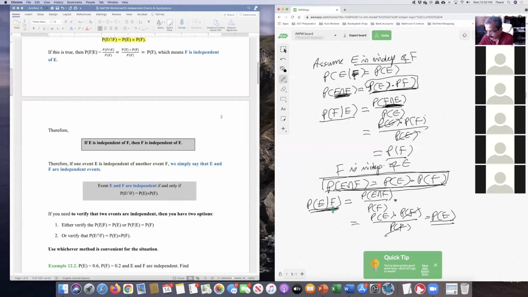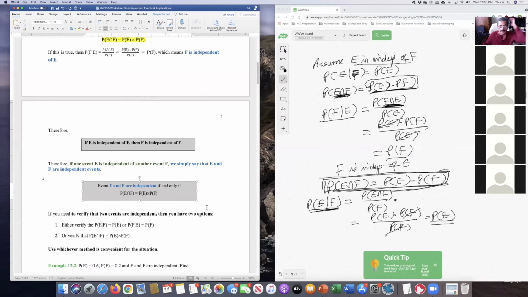We already saw earlier that if E is independent of F, then F is independent of E. So when this is true, E and F are independent. So we have the statement going back and forth. If E and F are independent, then this formula is true. And if this formula is true, then E and F are independent. That's why we make this statement this way: events E and F are independent if and only if probability of E intersection F equals probability of E times probability of F.